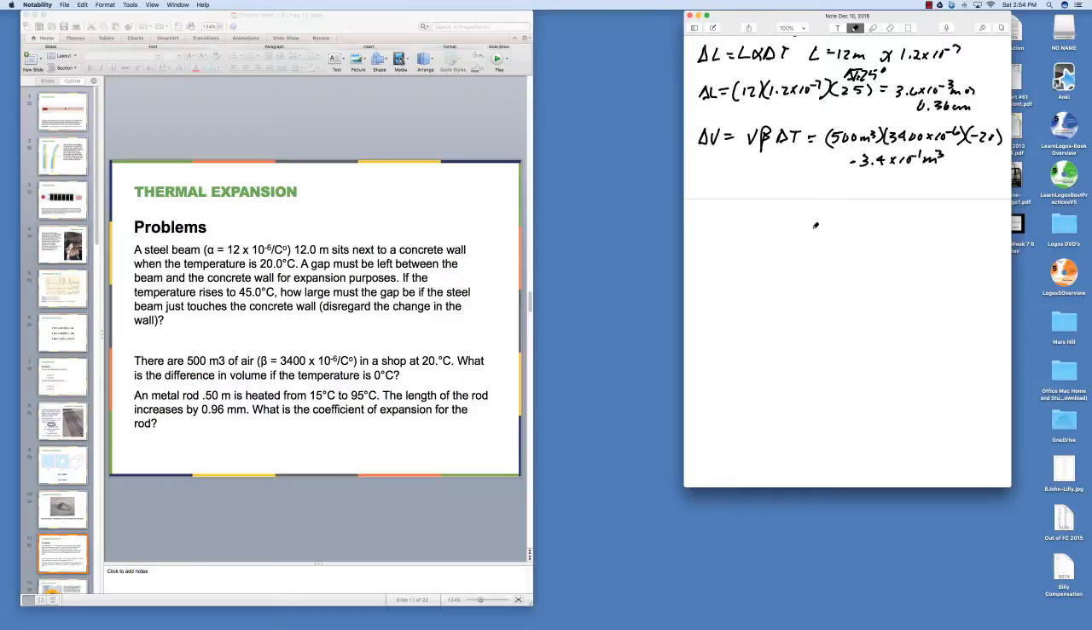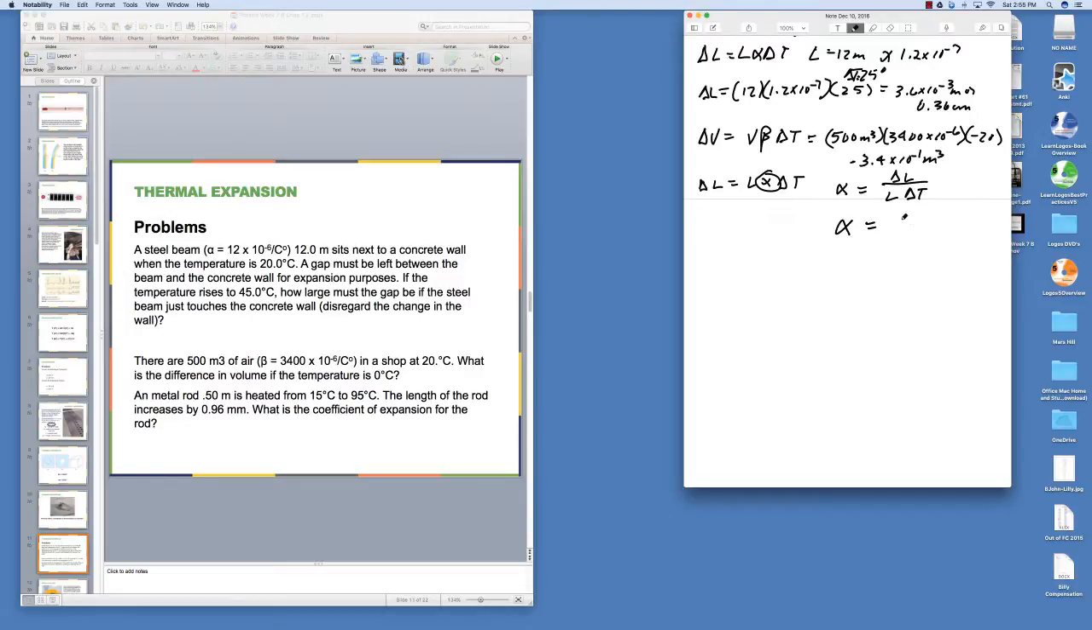The third problem says a metal rod 0.5 meters is heated from 15 degrees centigrade to 95 degrees centigrade. The length of the rod increases by 0.96 millimeters. What is the coefficient of linear expansion for the rod? Well, if we write our formula down, delta L is equal to L alpha delta T. We solve for alpha here. So alpha is equal to delta L divided by L delta T.